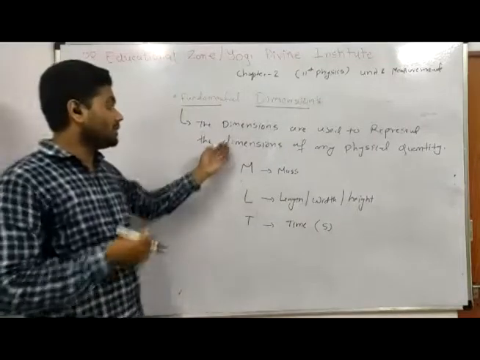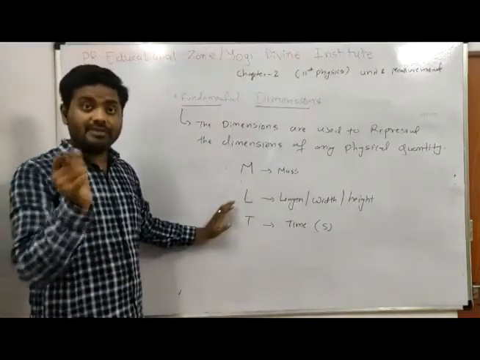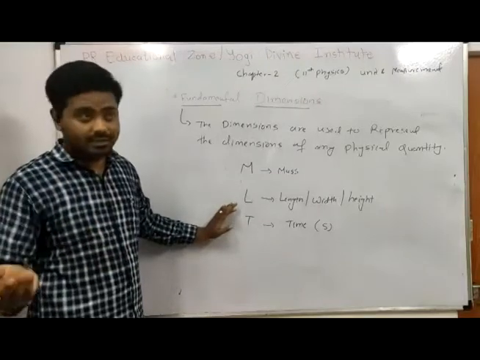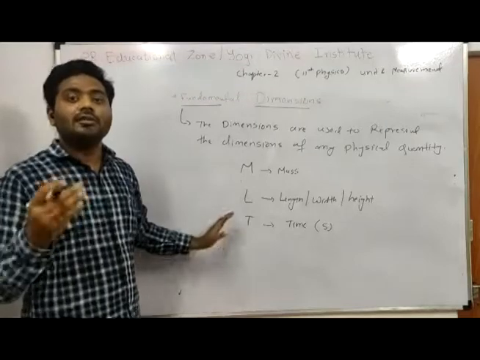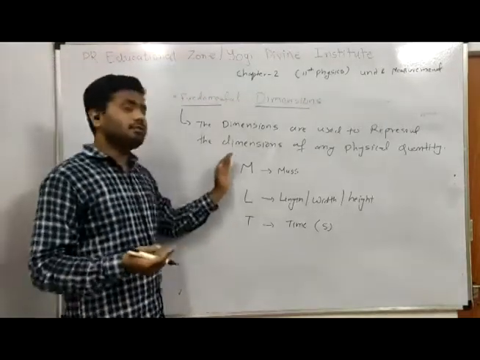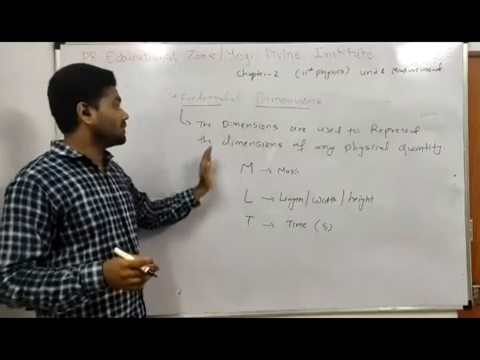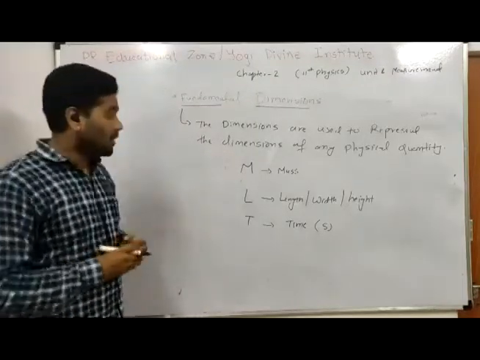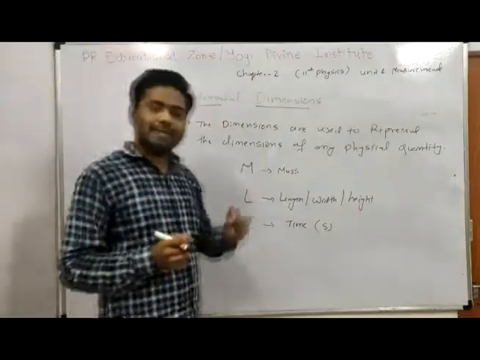Clear? So here are three fundamental dimensions. These are the three basic fundamental dimensions which are included in the other physical quantities. With the help of these fundamental dimensions, we are going to represent any physical quantity. Any physical quantity represented by basic dimensions, those are called fundamental dimensions. Now, how to represent the quantities with the fundamental dimensions? We have an example for that.